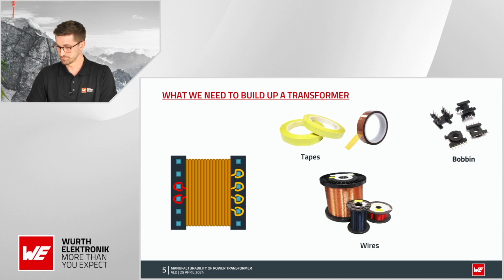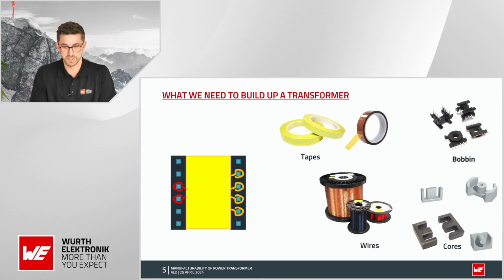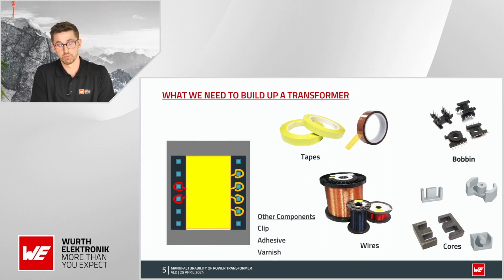Then we need some tape, which provides insulation between different windings. It also creates a smooth surface to improve the overall winding process. And the last layer of tape protects the winding from other environmental factors. Then, of course, we need a core, which is the magnetic circuit made of ferromagnetic materials. It improves efficiency of energy transfer between primary and secondary windings. And then we need other components, for example, clips, adhesive, and varnish. And generally, these components are used to provide mechanical stability of the part.